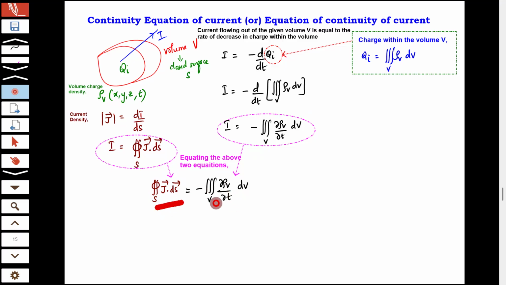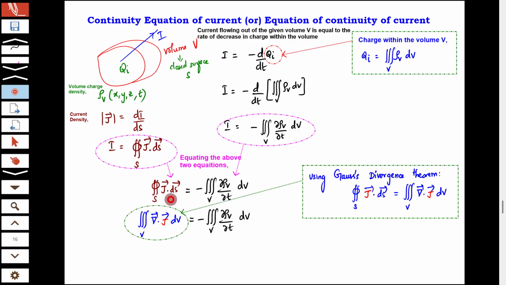Now we have to equate these two, but one is a closed surface integration and the other is a volume integration. If we are able to write the two in a similar form, then we can equate the integrands to get the proper equation of continuity of current. So we have to write the left-hand side in terms of a volume integration. We can make use of the divergence theorem.